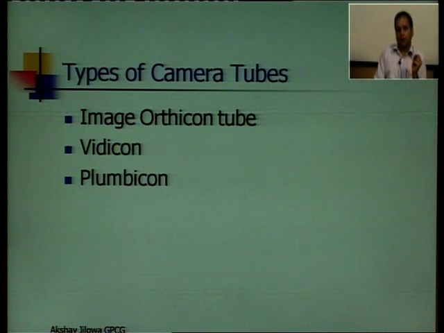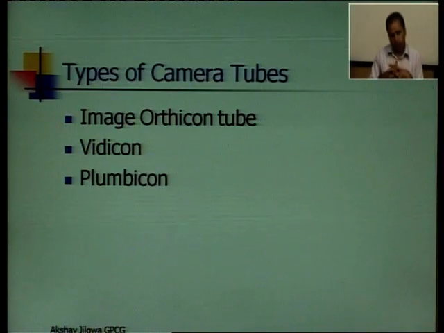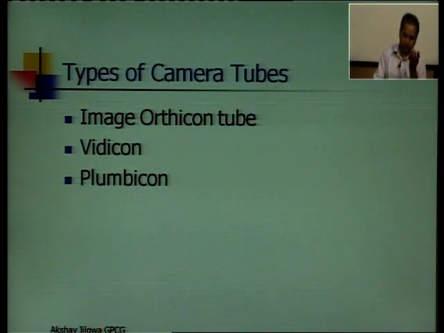Now, next types of camera tube. There are various types of camera tubes. These three tubes are very popular: Image Orthicon tube, Vidicon and Plumbicon. These are the three tubes which are basically used in cameras. So, these are called camera tubes. Image Orthicon is the earliest one, and the most popular of them is Vidicon.